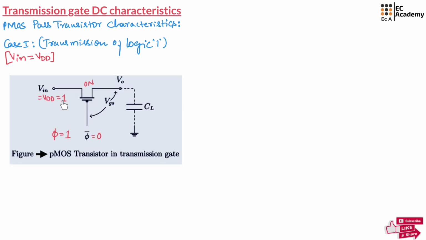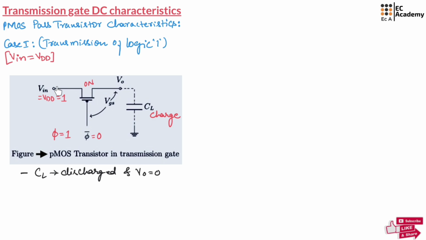Now when VDD is equal to 1 and phi is equal to 1, at that case phi bar will be equal to 0, which is the control signal connected across PMOS. Hence, the PMOS will be on and it will start charging the capacitor CL. So here also the initial condition will be CL is discharged and output voltage will be equal to 0. Now, when the input voltage is equal to 1, since phi bar is equal to 0, PMOS is on. There will be a path between input voltage and output voltage. Hence, the capacitor starts charging.